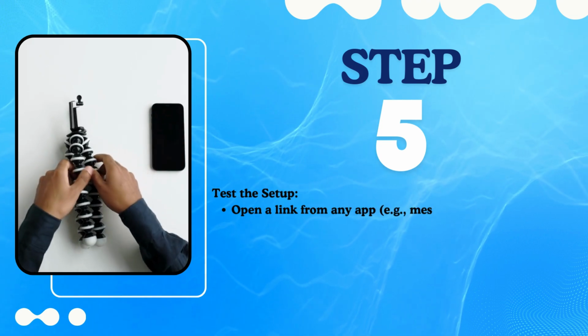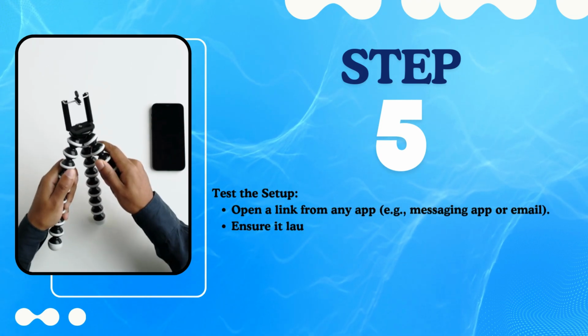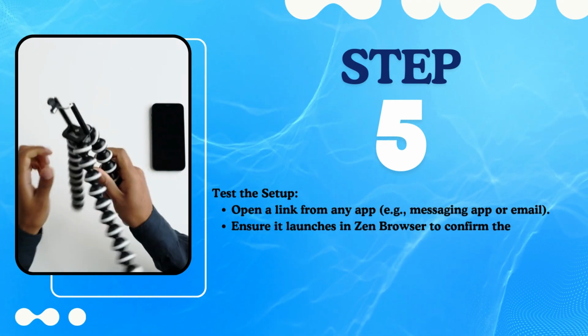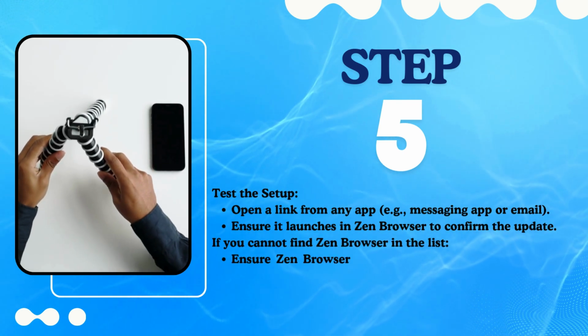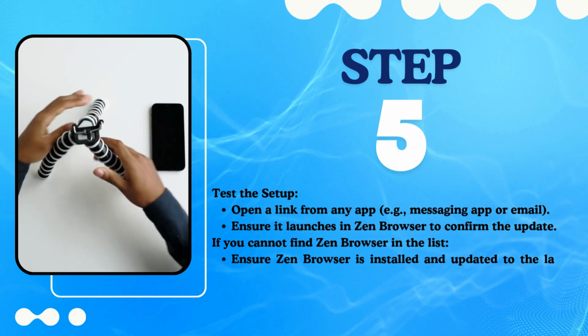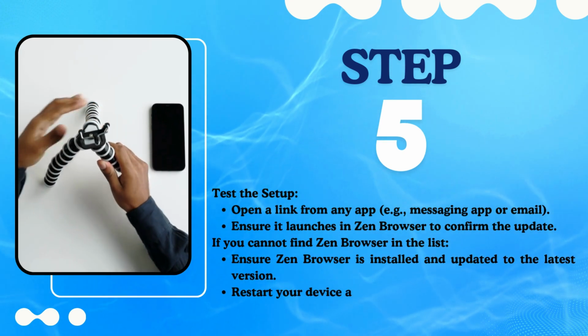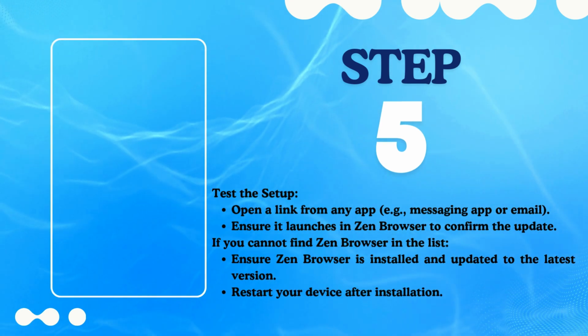Test the setup. Open a link from any app, for example, a messaging app or email. Ensure it launches in Zen browser to confirm the update. If you cannot find Zen browser in the list, ensure Zen browser is installed and updated to the latest version. Restart your device after installation.